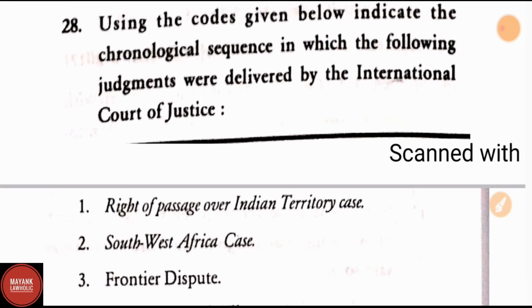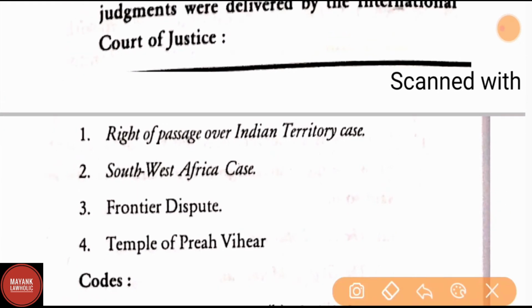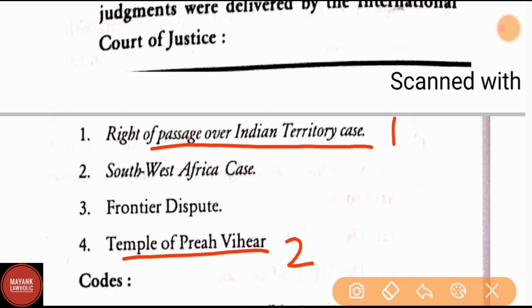Question number 28. Using the codes given below, indicate the chronological sequence in which the following judgments were delivered by the International Court of Justice. 1. Right of Passage over Indian Territory case, 2. Southwest Africa case, 3. Frontier Dispute, and 4. Temple of Preah Vihar. The correct answer is: the first case held was the Right of Passage over Indian Territory case, the second is Temple of Preah Vihar, the third is Southwest Africa case, and the fourth is Frontier Dispute.